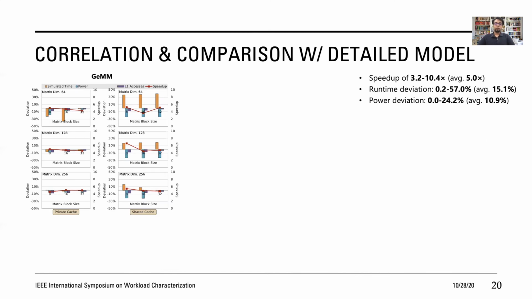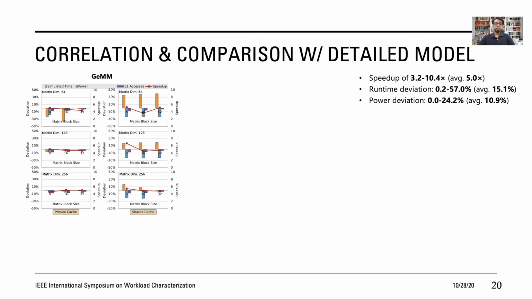Now we look at a set of graphs for each of the three evaluated workloads. The orange bar here represents simulated time of the target architecture, and the other two bars show power and L1 access count. The speedup is indicated by the line graph. Each column here represents a different Transmuter configuration, either the shared cache or private cache, and each row represents a different problem size.